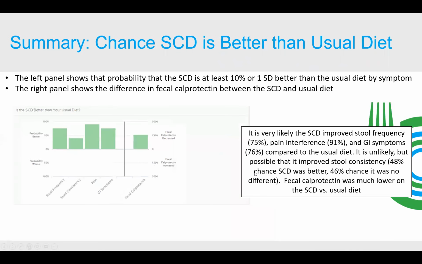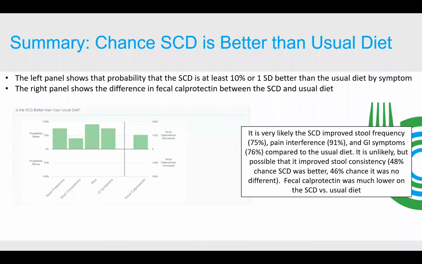So now I'm going to look at that second question. What's the chance that the SCD is better than the usual diet? And this might be a really important question for the patient to answer. Again, just looking at this, we have lots of tall green bars. We have tall green bars for stool frequency, for pain, and for GI symptoms, and a moderately high bar for stool consistency. And then we have, again, a high bar on the right for difference in fecal calprotectin between the SCD and the usual diet.